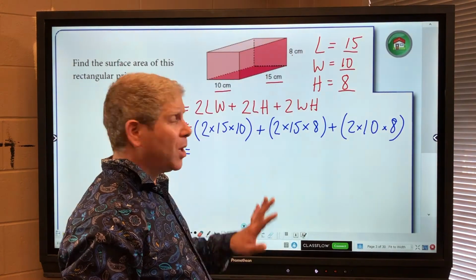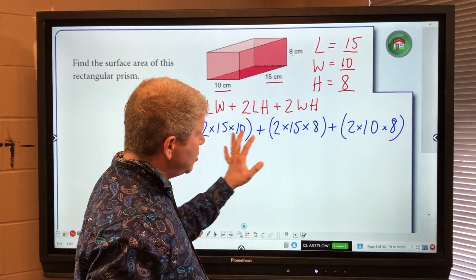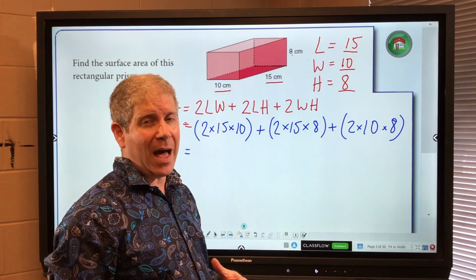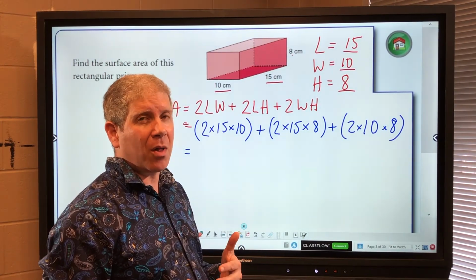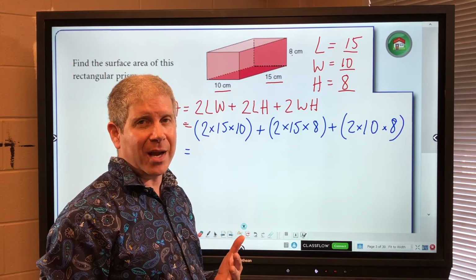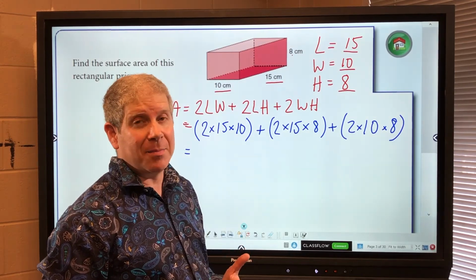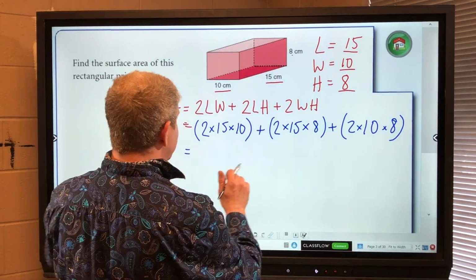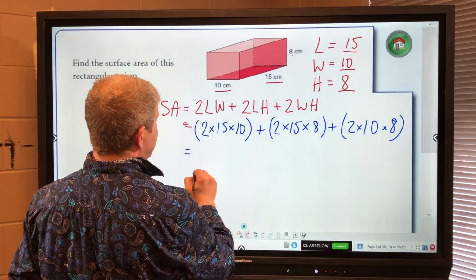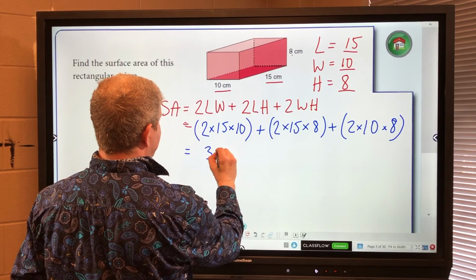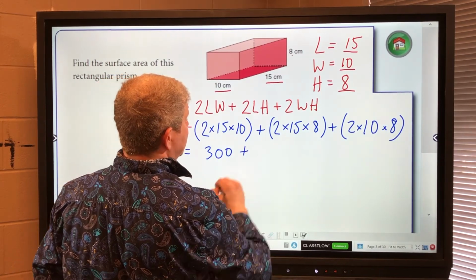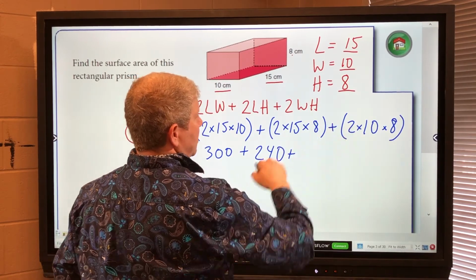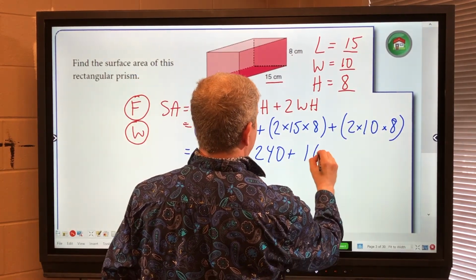Some people will kind of do this all in their head or do it with a calculator and then go right to the final answer. I don't recommend that. This is a situation where you will often get what we call a clerical error. That's simply a silly mistake that if you took your time to do it properly, you could avoid. So let's go one at a time. 2 times 15 is 30, times 10 is 300. 2 times 15 is 30, times 8 is 240. 2 times 10 is 20, times 8 is 160.